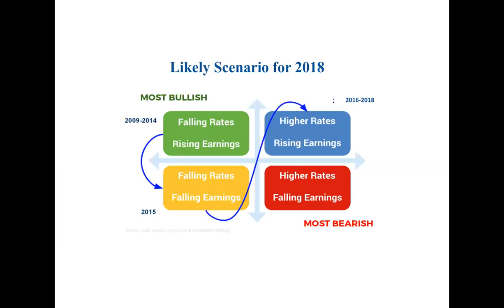The reason that's important is because there are 2 bullish scenarios for stock prices. Most bullish scenario, what we saw in 2009 when the bear market ended to 14, falling interest rates and rising earnings. We're now, and have been since 2016, in the second most bullish environment for stocks, higher rates and rising earnings. This chart is courtesy of Bank of America Merrill Lynch.